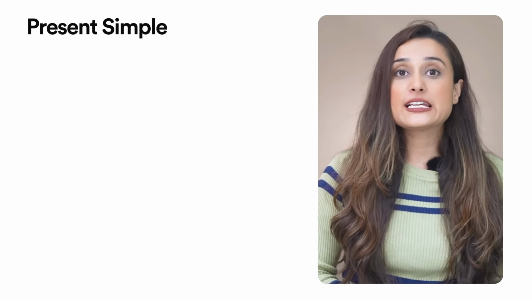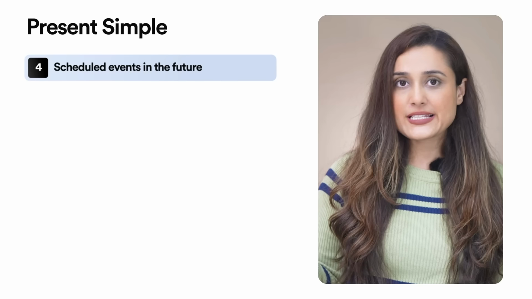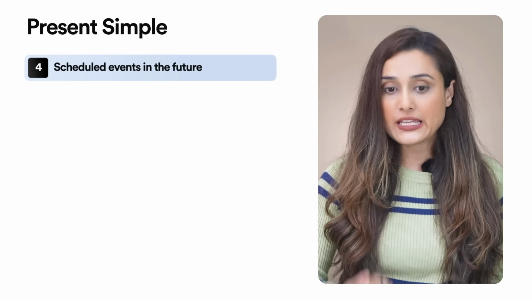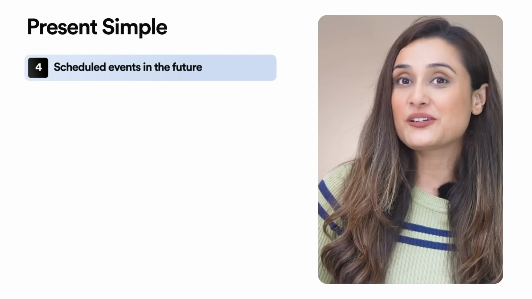Point number 4 is for scheduled events in the future. So no matter you're scheduling something in the future, it is happening in the present moment. And anyway, if you're scheduling an event, it obviously has to lie somewhere in the future.